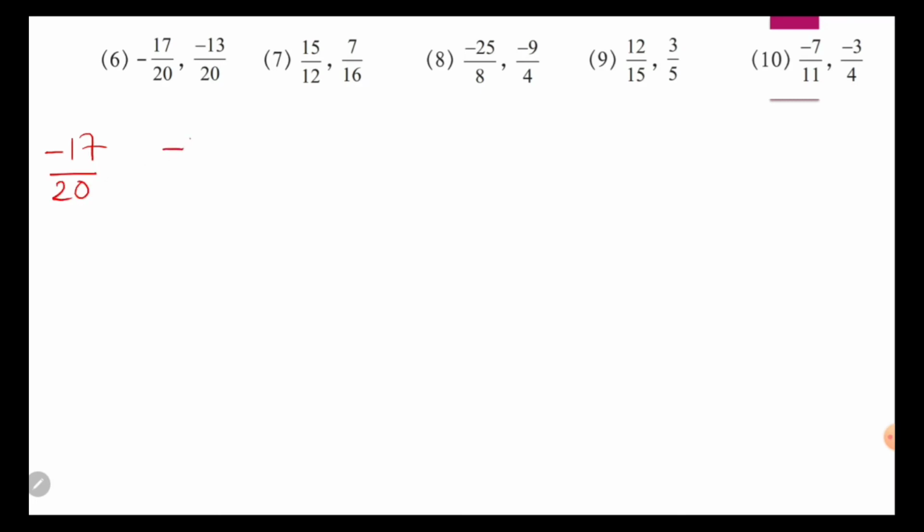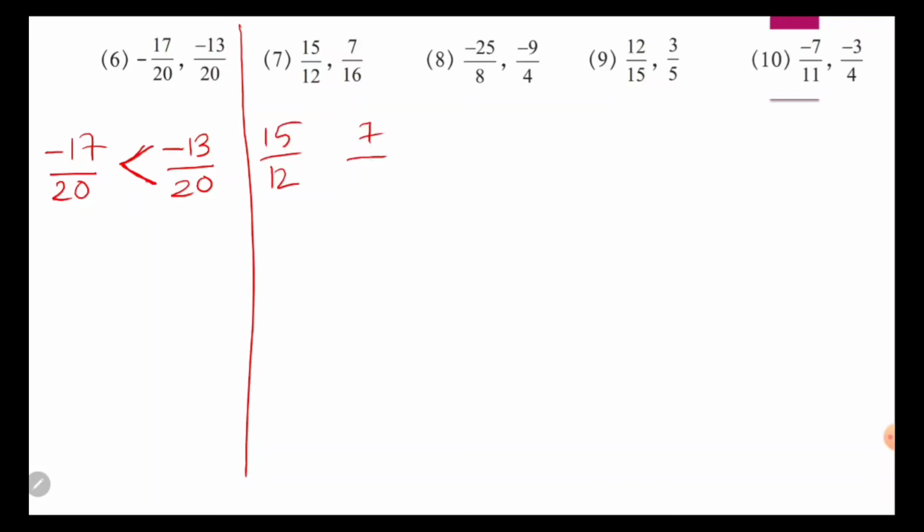-17/20 is to be compared with -13/20. Okay, now I can see that -13 is a greater number than -17. Therefore, I'll be comparing it and writing that -13/20 is a greater number. Okay, next number is 15/12 and 7/16.